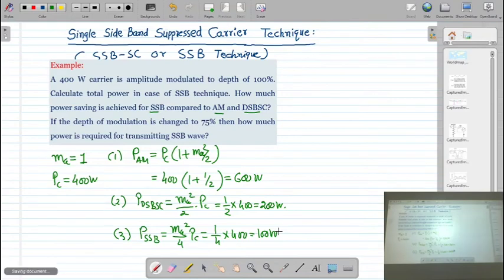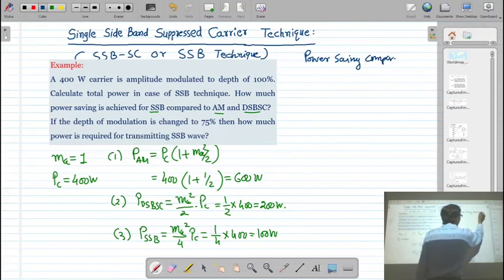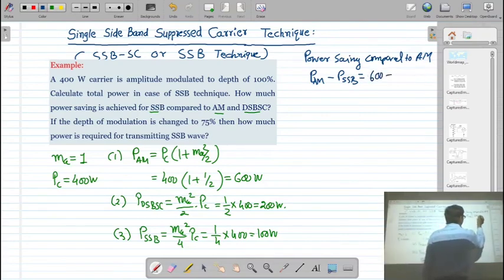So now what we have to calculate? The power saving for SSB compared to AM. Power saving compared to AM means the PAM minus PSSB. PAM is 600, and here the SSB is 100, so the power saving is 500 watt. Remember.